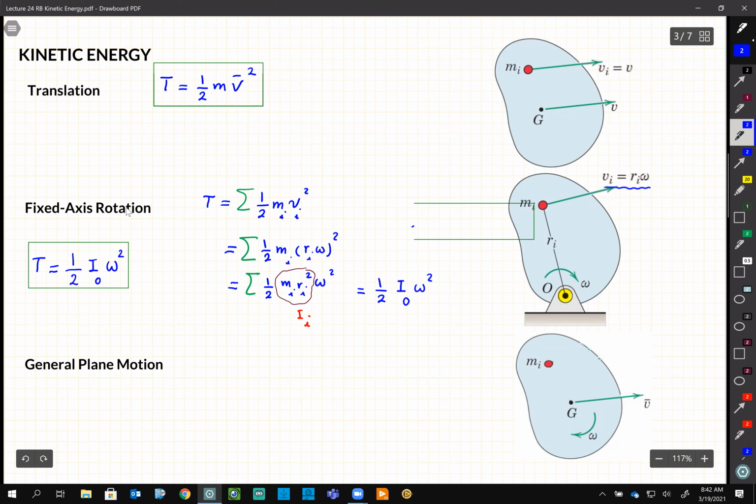And scenario number 3 is a combination of 1 and 2. Obviously, we can just add them. So T will be equal to half of m v bar squared plus half of, this time, be careful, it is I bar omega squared, because it's not rotating about a fixed point, right? It's rotating about its center of gravity.